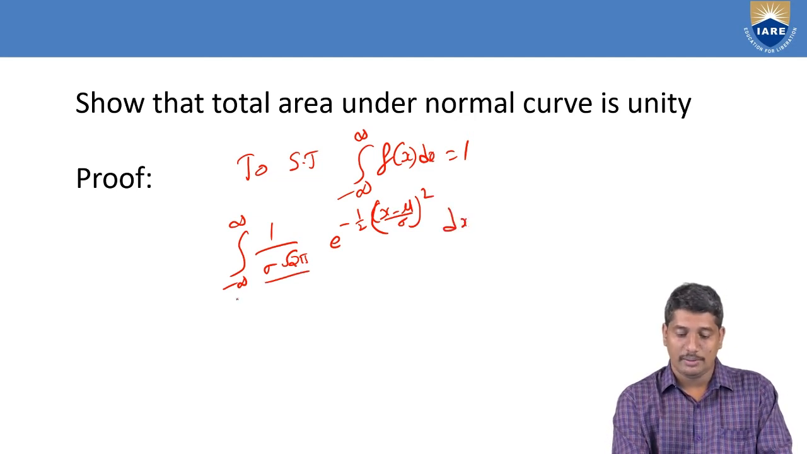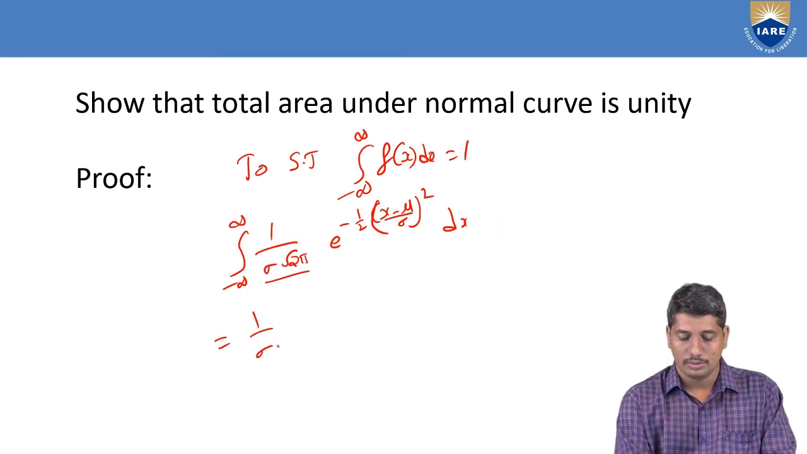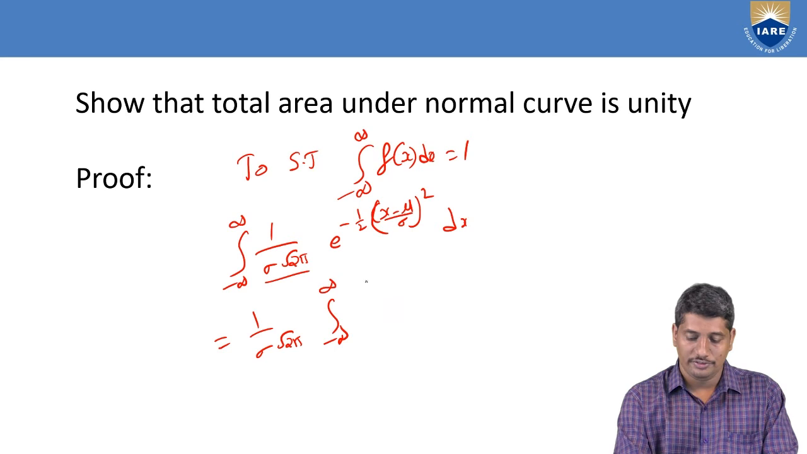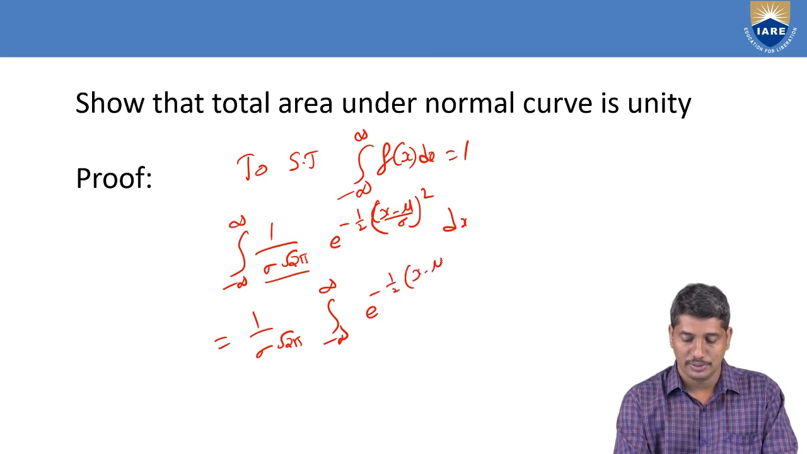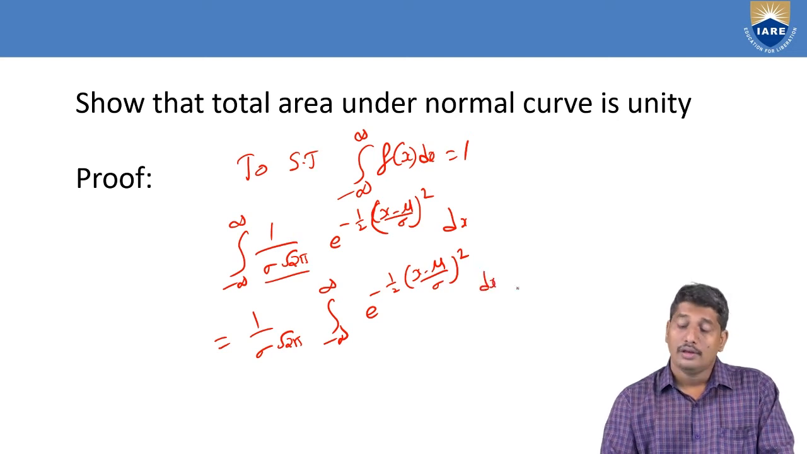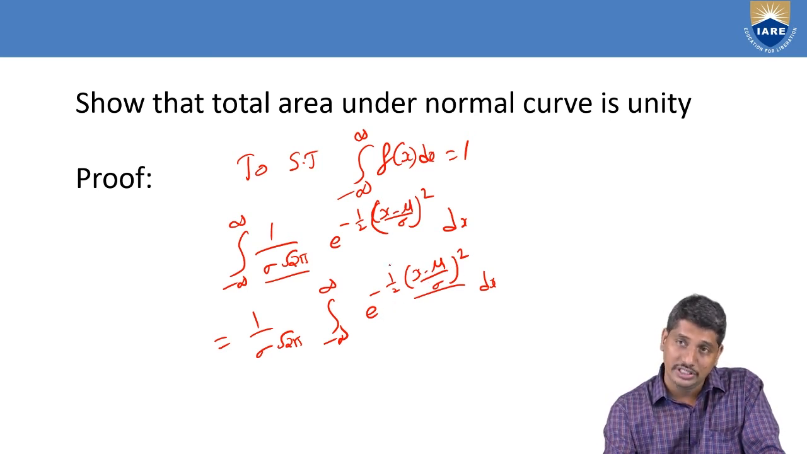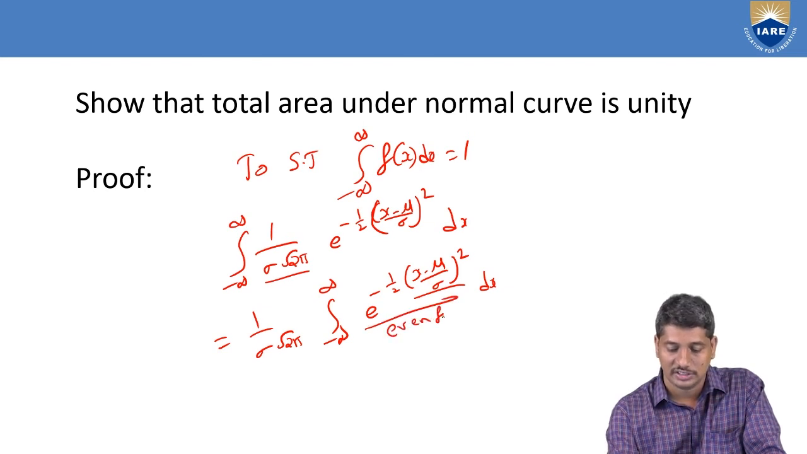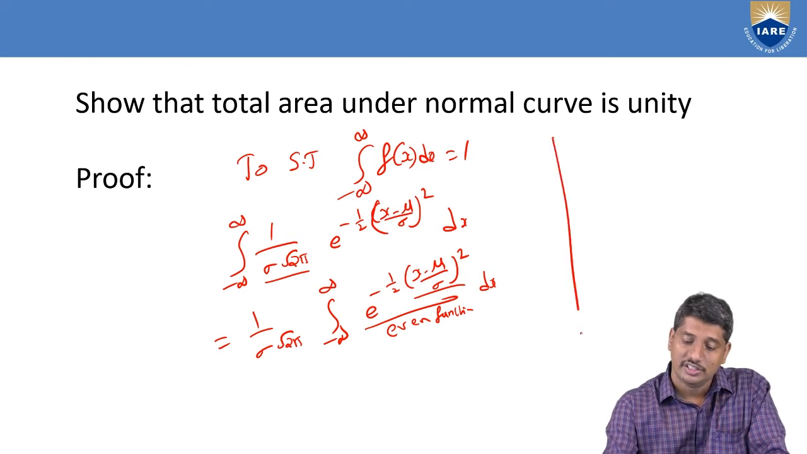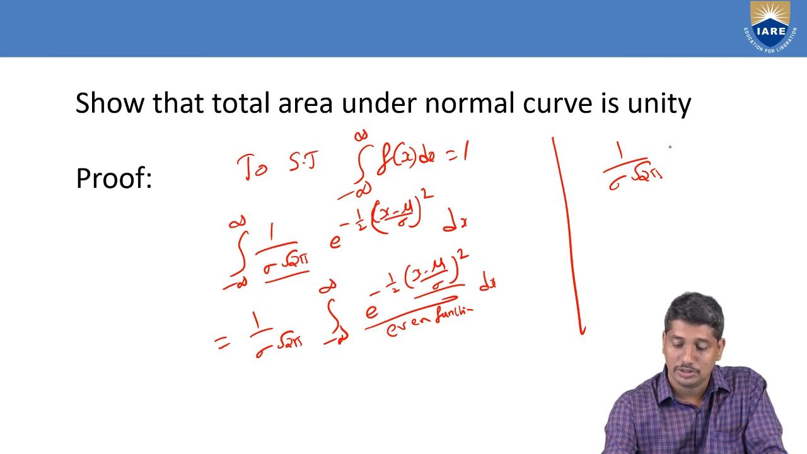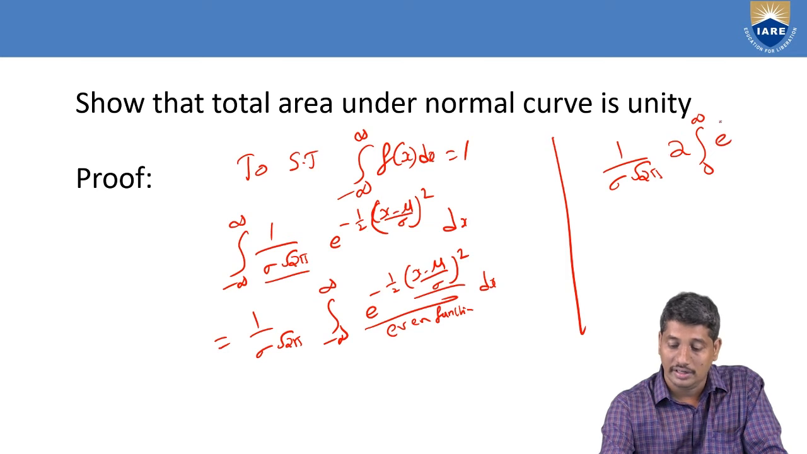Now, this is a constant, it can be written outside. So 1 by sigma root 2 pi times the integral from minus infinity to infinity of e power minus 1 by 2 x minus mu by sigma whole square. Now you can easily observe that this is even, because x minus mu by sigma whole square is an even polynomial, and an even polynomial is also an even function. Since it is an even function, we get 1 by sigma root 2 pi times 2 into the integral from 0 to infinity of the integrand, minus half x minus mu by sigma square.